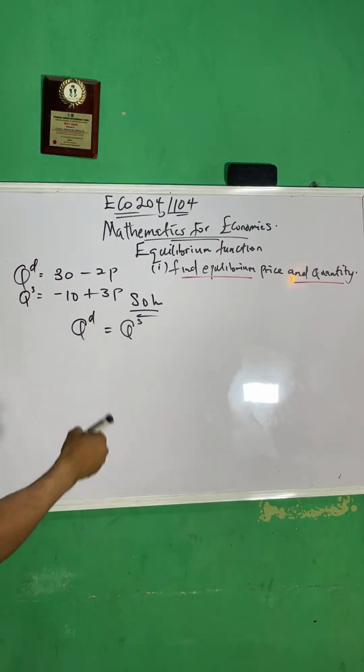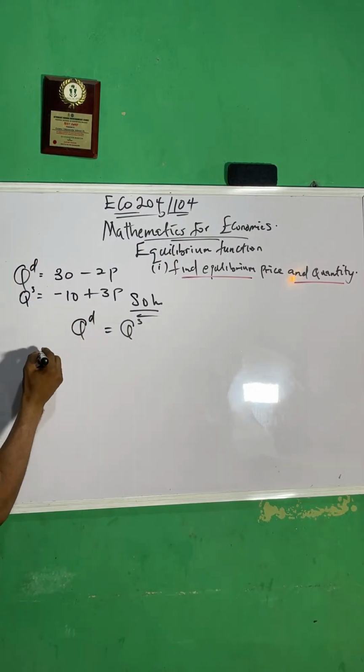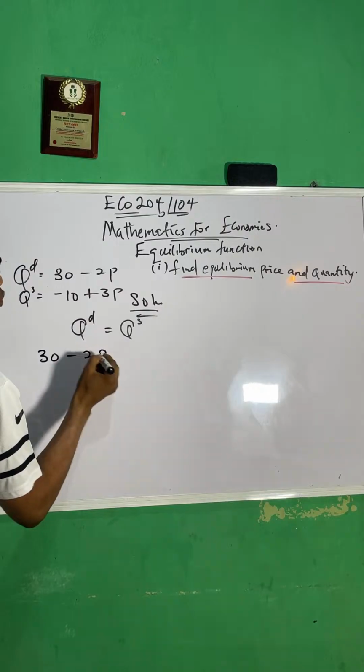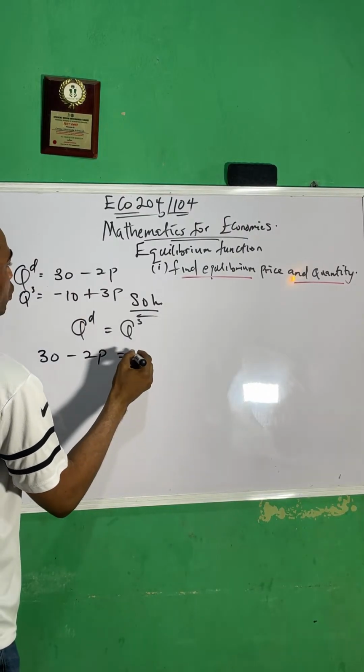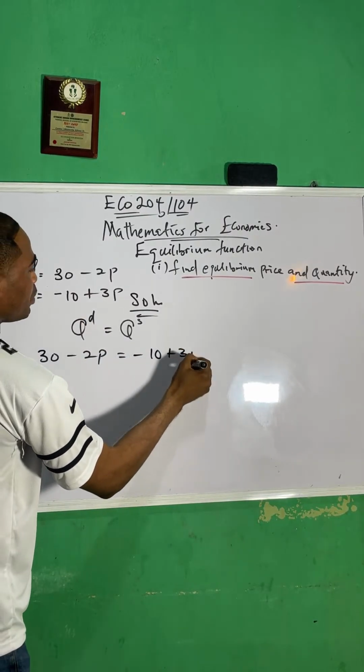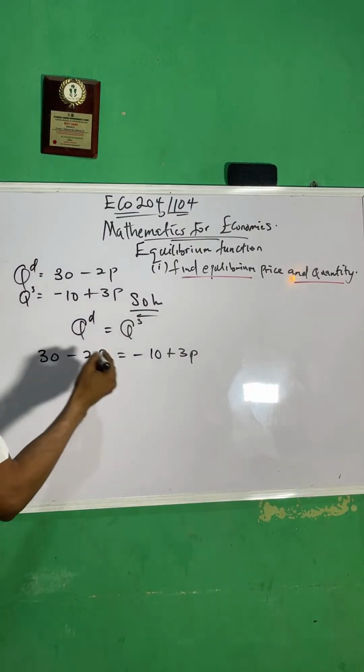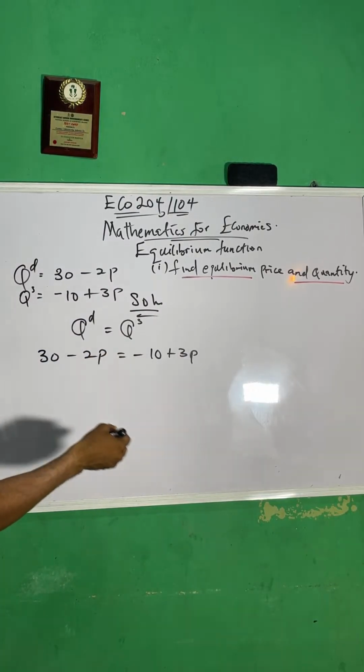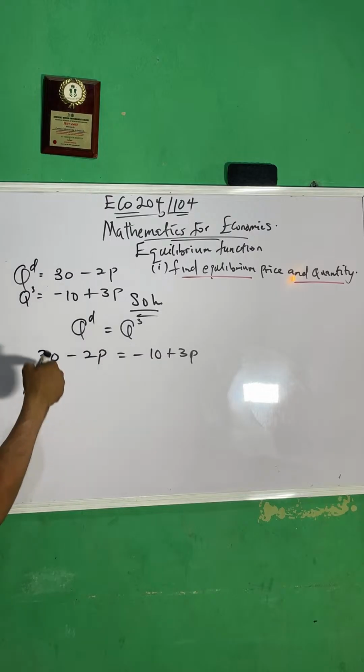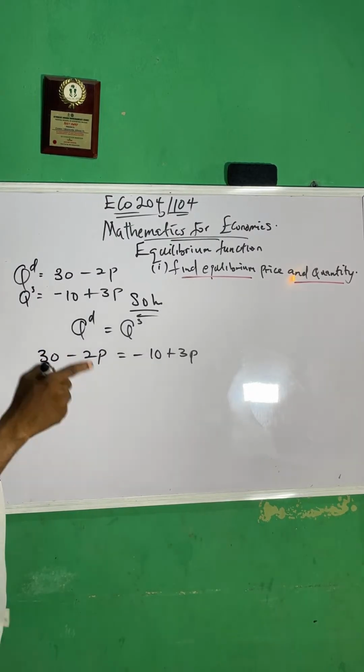Then what is the function for quantity demanded? The quantity demanded here is 30 minus 2p, equals the QS, which is minus 10 plus 3p. So what we need to find is P. And the P here is known as price. The Q there is known as the quantity demanded or quantity supplied.